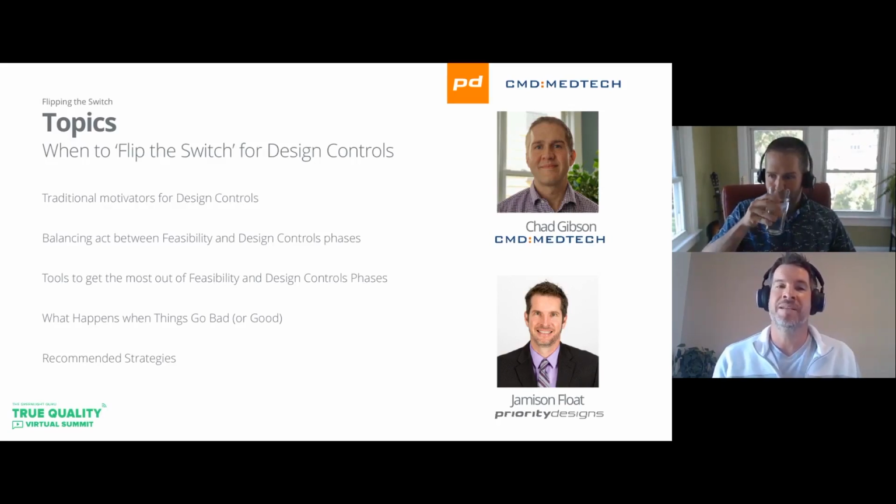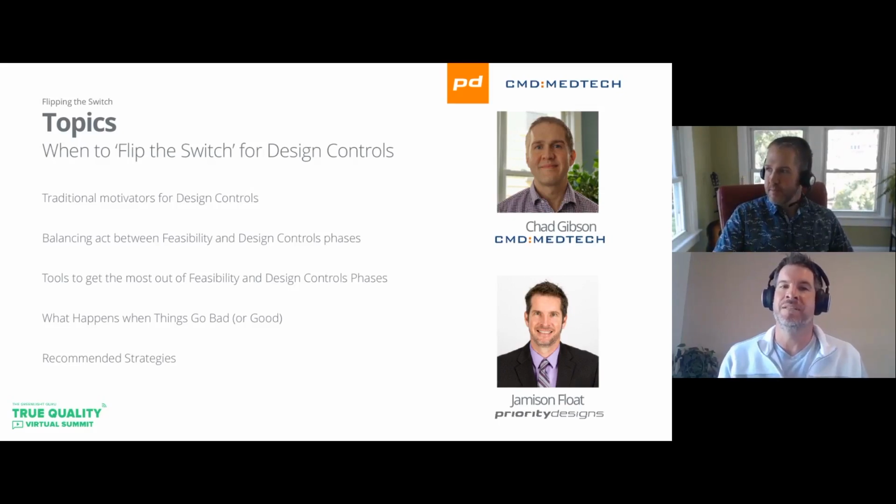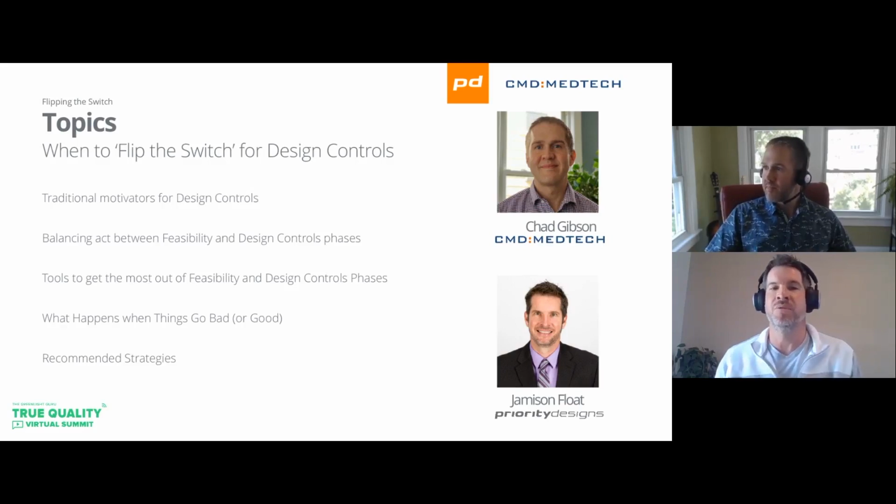The second is, how do you manage this balancing act between feasibility and design controls? What makes sense to put in earlier phases as opposed to later phases? And can you run both phases at the same time? There are tools that help us get the most out of the feasibility and design control phases. So over years, and this is really where CMD MedTech helps influence our product strategy, they've found a set of tools and techniques that help them work consistently and identify best practices from transitioning between here. And we'll discuss some of those during the presentation.